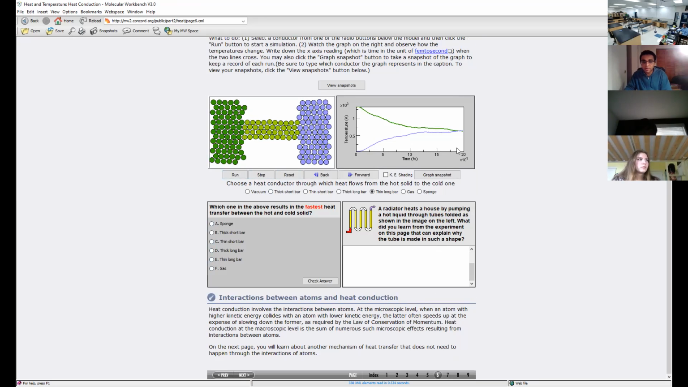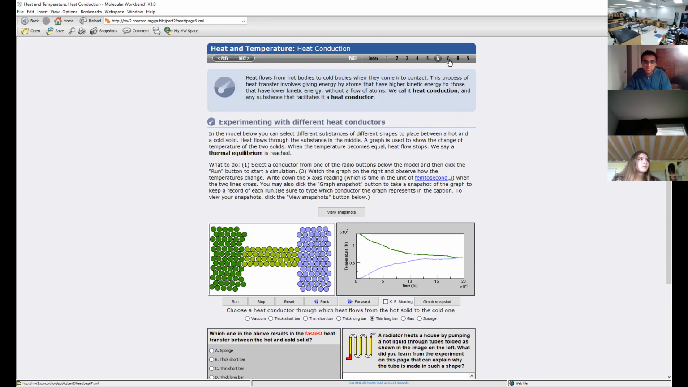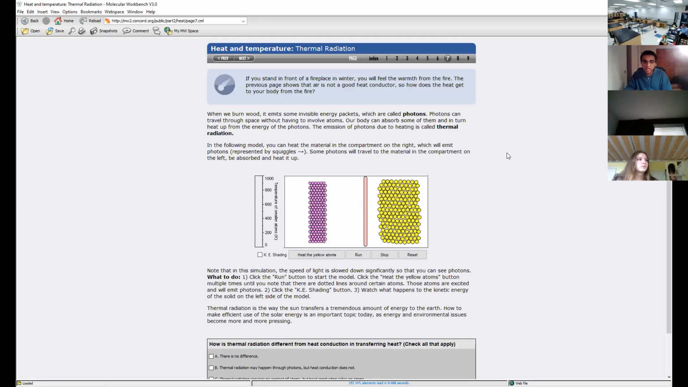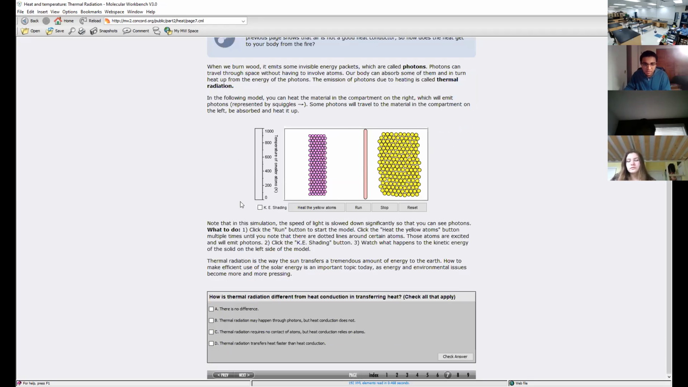We're going to talk a little bit more about conduction next time as well, and the specific mathematical ways of describing conduction. We also have thermal radiation, which is where the energy is radiated from a source, right? So when we burn wood, it emits some invisible energy packets called photons. If you remember, back in quantum mechanics and optics at the beginning of the year, we had some discussion about photons.